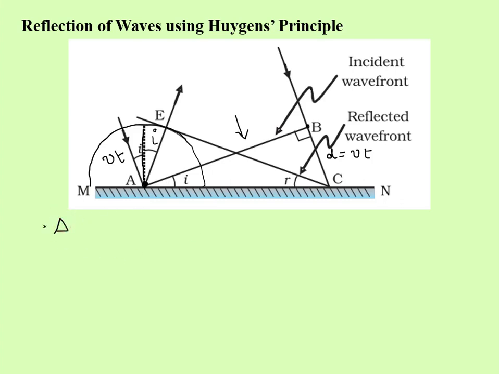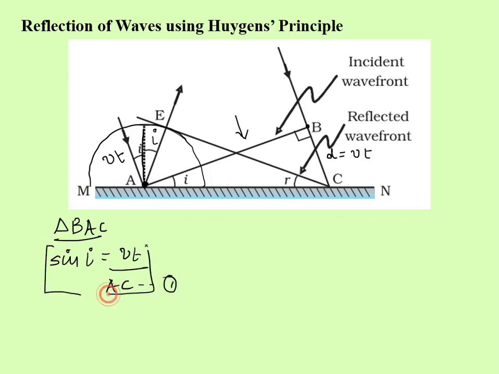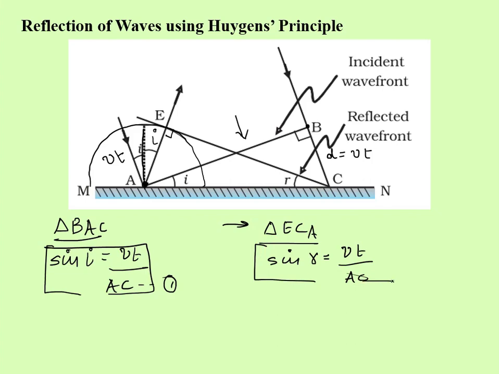So take triangle BAC, write triangle BAC and apply sine I. Sine I is opposite, VT, upon hypotenuse. This is perpendicular, so this hypotenuse is AC. Equation 1, simple rule. Then we have to write for sine R. So take this triangle ECA. Same triangles, ECA. Now write for sine R. See, this is the ray, this is the wave, this is perpendicular. Sine R, R is opposite, VT, upon hypotenuse AC. This is equation 2.